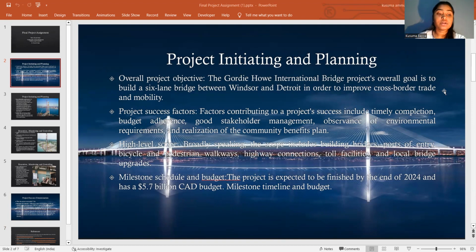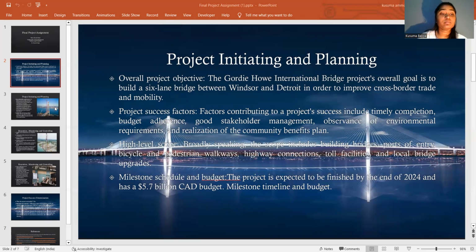Additionally, local road and bridge upgrades and changes at the Michigan Interstate 75 intersection are included. So when it comes to the milestone schedule and the budget, by the end of 2024, the Gordie Howe International Bridge project is expected to be finished. This large scale project has been given a 5.7 billion CAD budget. So these benchmarks demonstrate the project's dedication to completing on schedule and within the allocated budget.